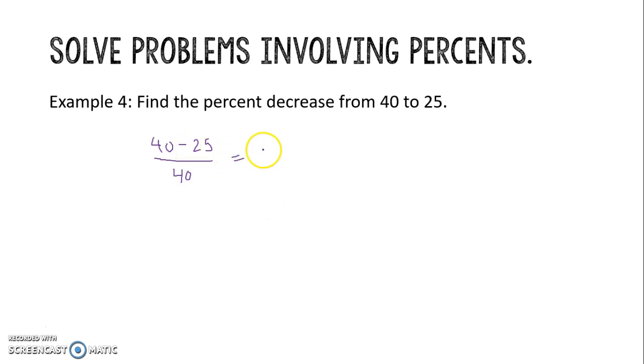So we do 40 minus 25 first, and that gives us 15. That shows us how much it was reduced over the original, which was 40. And then we just divide to get the decimal, so 15 divided by 40, which I'm going to grab my calculator for. That gives me 0.375. And again, to change that into a percentage, I need to multiply that by 100, and that's going to give me 37.5%.